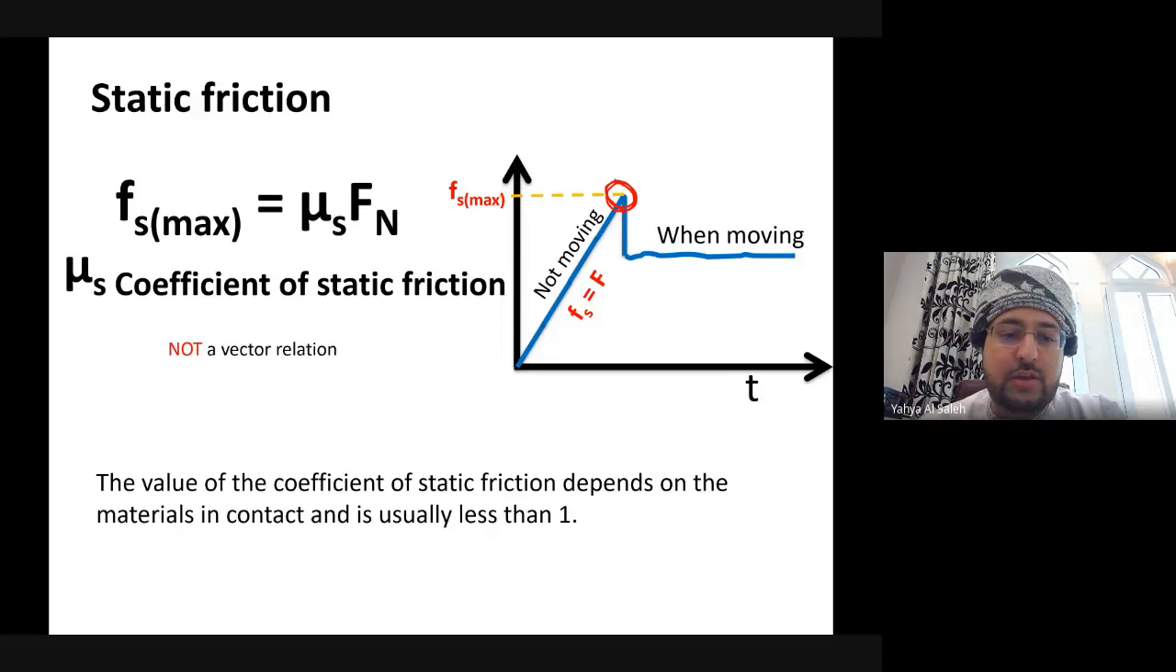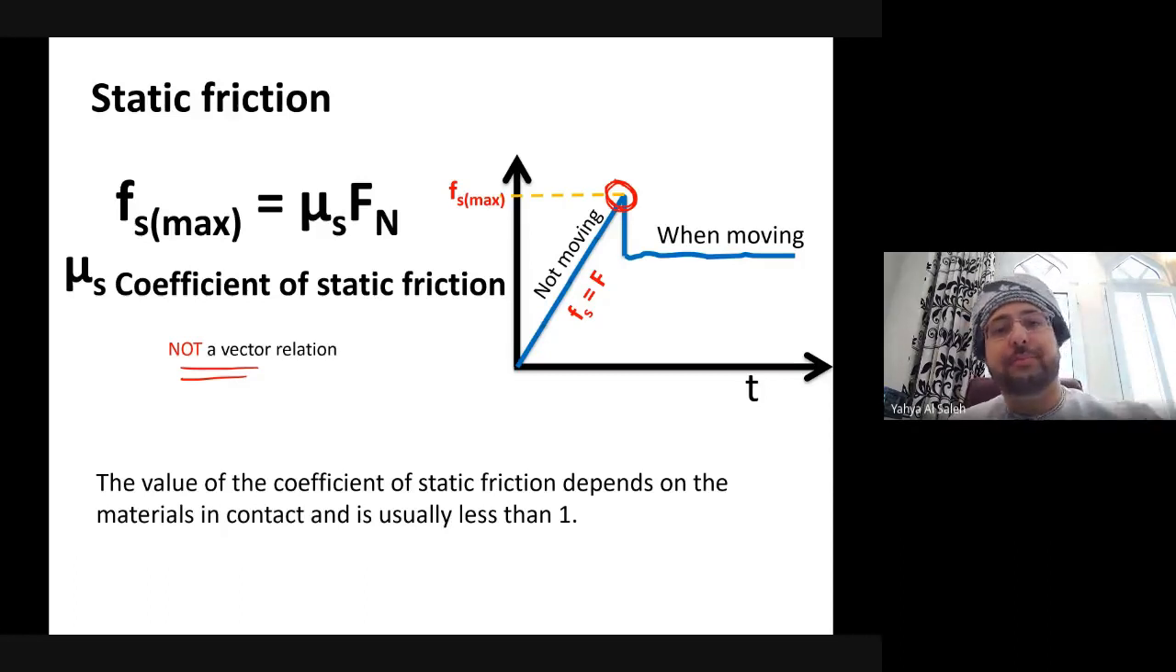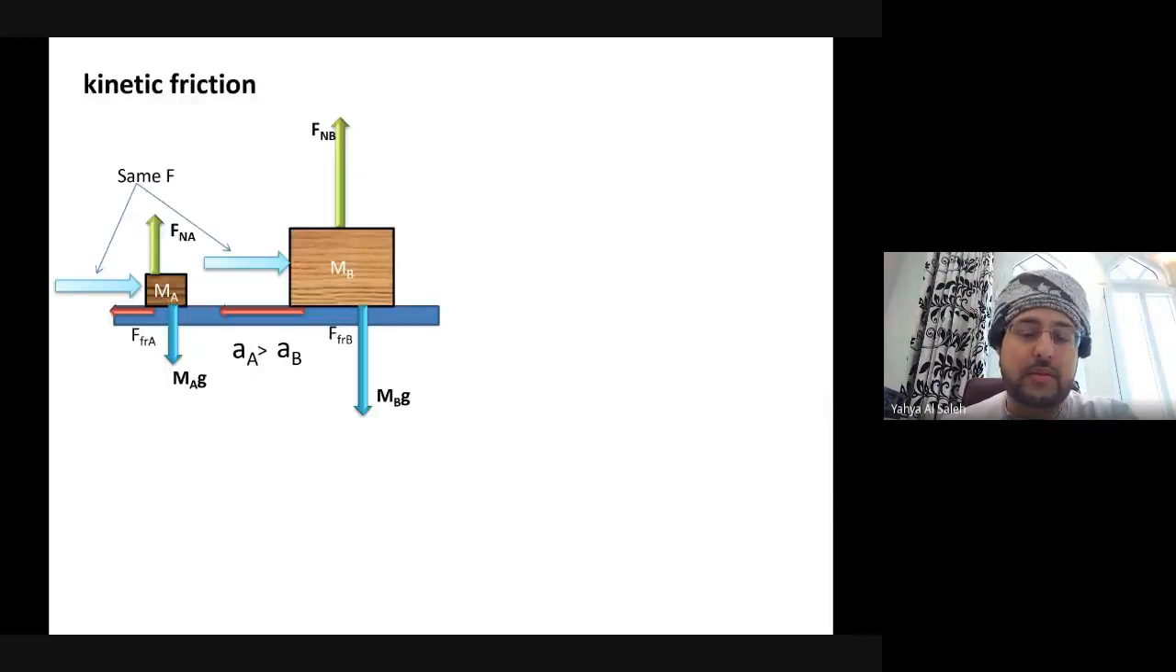Okay, so Fs max is equal to mu s Fn, where mu s is called the coefficient of static friction, and this is not a vector relation, it's just a number. So if I want to find the friction force when something is not moving, and yes, Bushra, we can speak about it when I'm done with the lecture, we multiply the normal force by mu s.